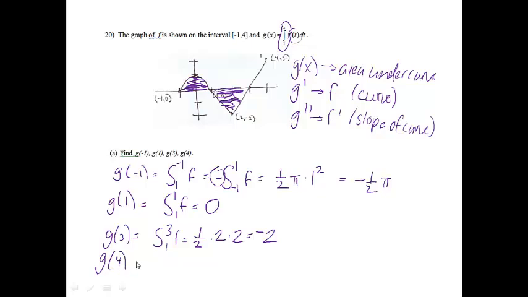And then g of 4 is the area under the curve from 1 to 4. If I'm calculating that, I already found the area from 1 to 3. That was -2. So now I'm just going to add on what my area is from 3 to 4. That is also a triangle. The area of that triangle will be 1/2 times the base. The base is 1, times the height. The height is 2. So that answer is 1. -2 plus 1 is -1.